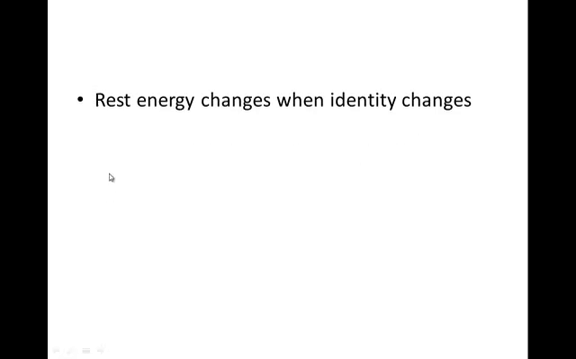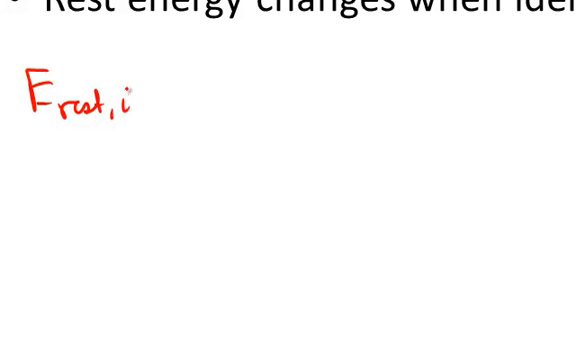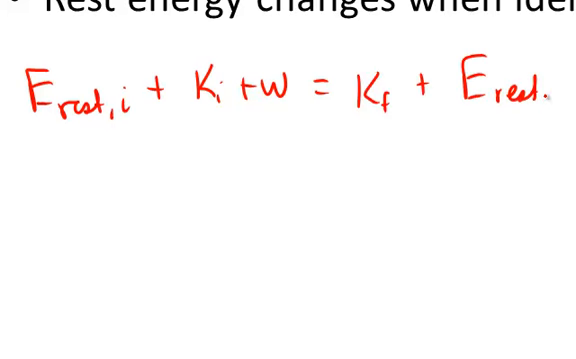So up until now, we've kind of been ignoring that rest energy term. And that's because in most cases, the rest energy is the same on both sides of the energy conservation equation. So you have E rest initial plus K initial plus work is equal to K final plus E rest final.